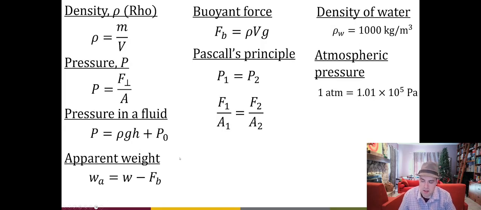These are all the equations that I've highlighted for this unit. I hope this helps. Let's get started.